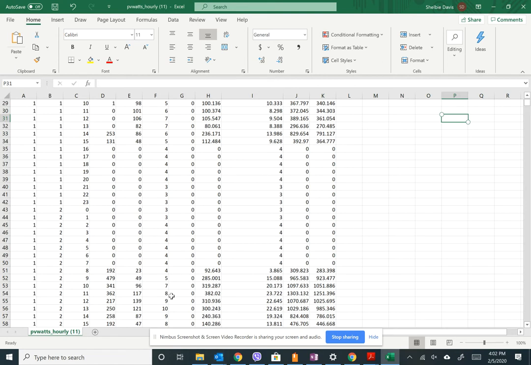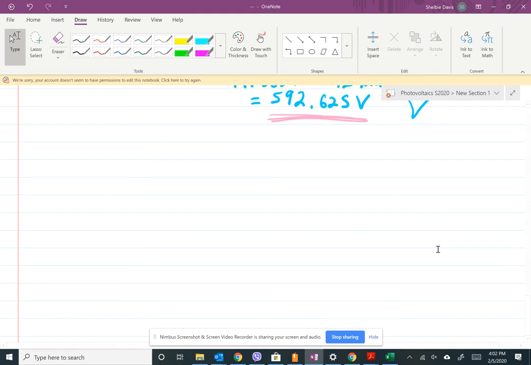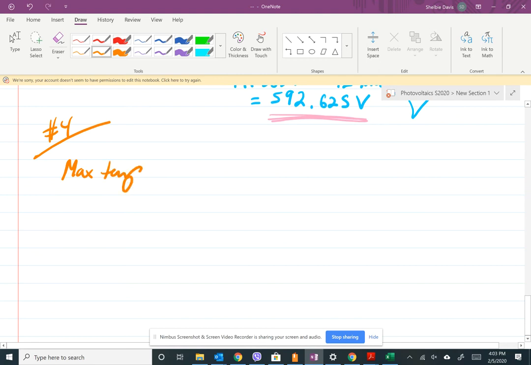Let's bring it back. Back to where we were. All right. So here we are. So our max and our min. Max temp. So this is question number 4. Max temp for Olympia is equal to 68.211 degrees C, and our min is equal to -5 degrees C. Okay, cool.